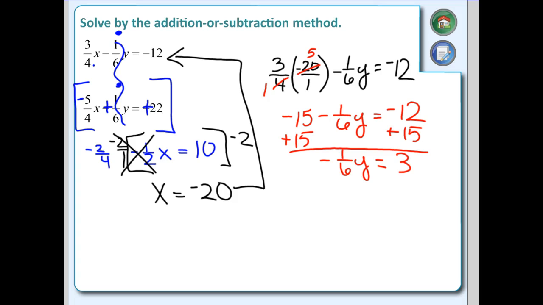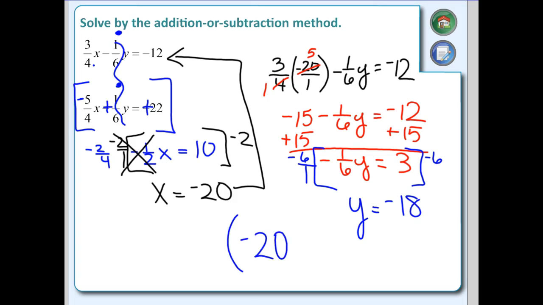How do I get rid of the negative 1/6? We're going to multiply by the reciprocal, which is negative 6. So these guys are going to cancel and give me y, and 3 times negative 6 is negative 18. So what's my ordered pair? Negative 20 is the x, it goes first, and negative 18 is the y. It goes second.